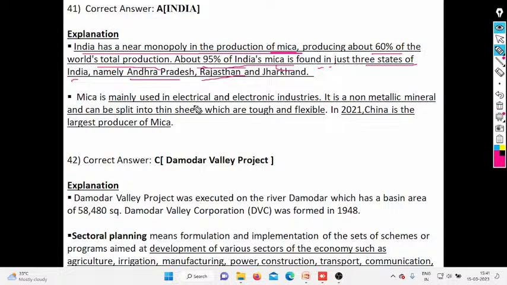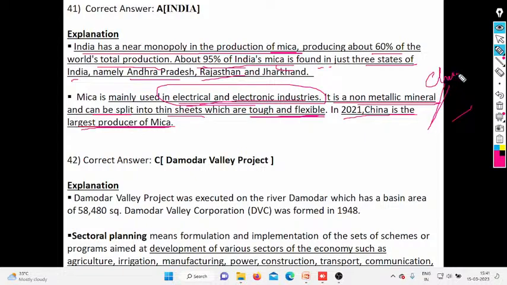Mica is mainly used in the electrical and electronic industries. It is a non-metallic mineral and can be split into thin sheets which are tough and flexible. In 2021, China is the largest producer of mica.